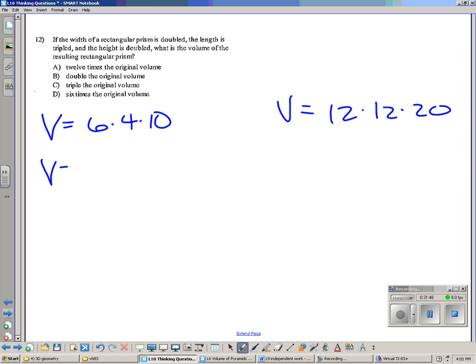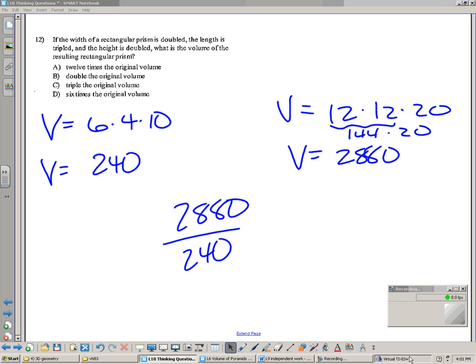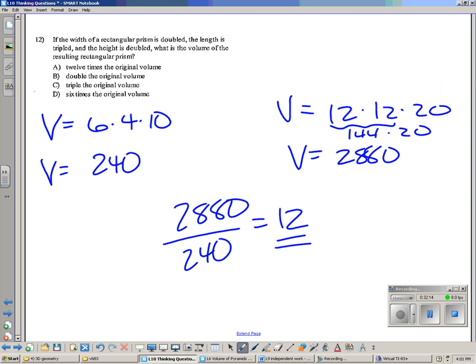So we get 6 times 4 times 10 for the old 240. 12 times 12 is 144 times 20 is 2880. So if you want to figure out what to multiply by, we would do 2880 divided by 240. And that's 12. So 12 times the original volume is the volume of this prism.